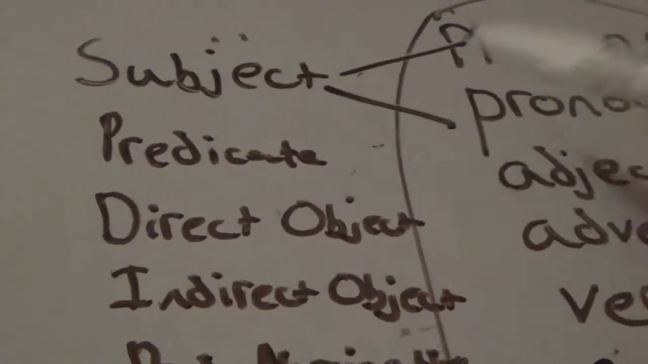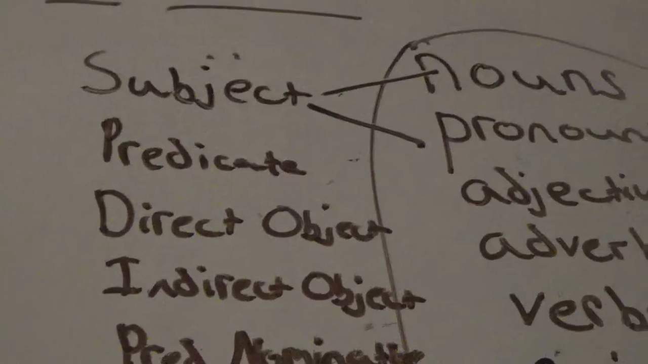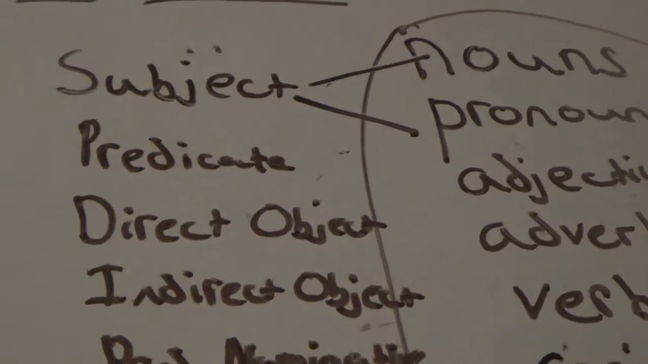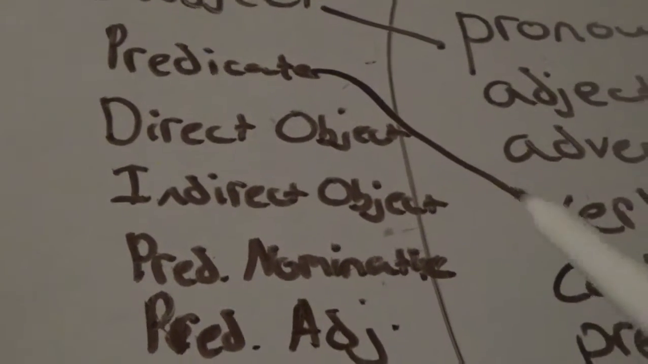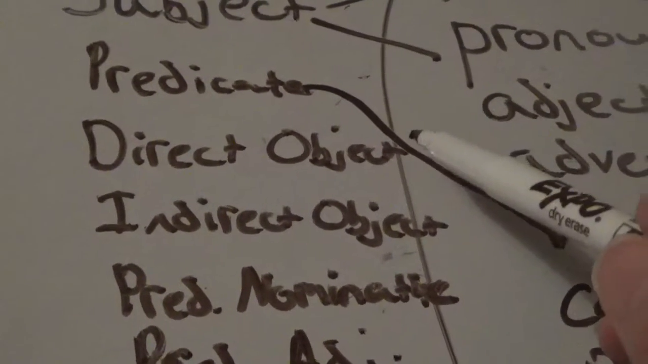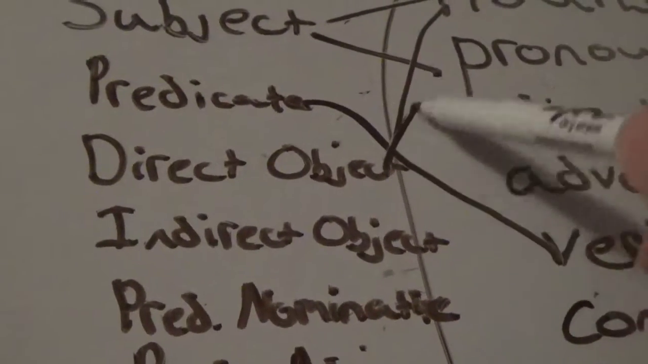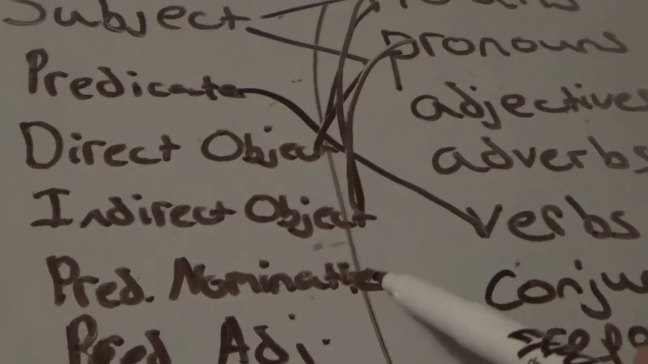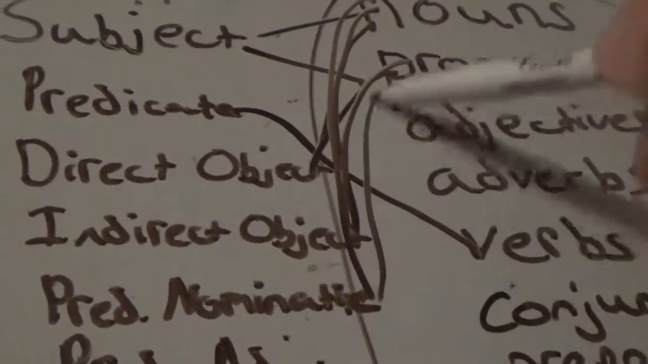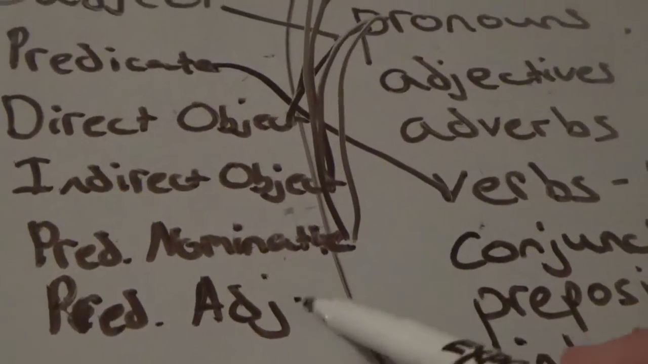Nouns and pronouns. The subject of the sentence, the simple subject, will always be a noun or a pronoun. The simple predicate will always be a verb. The direct object, which we'll review today, will always be a noun or a pronoun. Indirect object will always be a noun or a pronoun. A predicate nominative will always be a noun or a pronoun. Predicate adjective will always be an adjective.